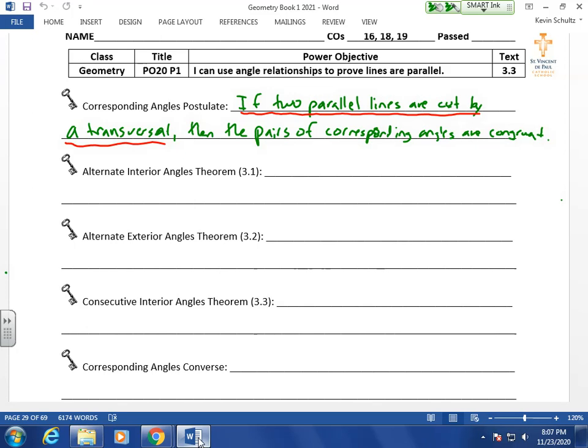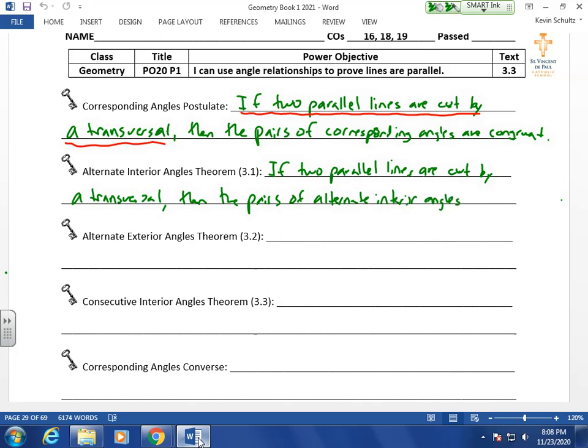So the next one, the alternate interior angles theorem. If two parallel lines are cut by a transversal, then the pairs of alternate interior angles are congruent. Okay.